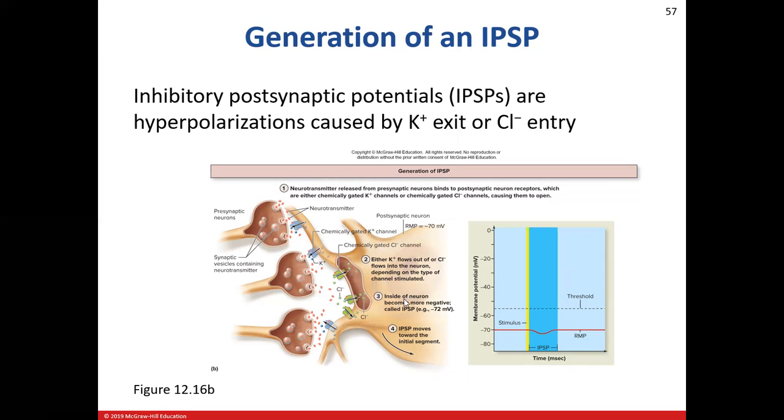So the inside of the neuron becomes more negative, called an IPSP. You'll see a 2 millivolt change in this case. And then it does the same: the IPSP moves toward the initial segment. Here you'll see it in graphical representation. We have our stimulus. Here you'll see the hyperpolarization, or the cell becoming more negative. And then over distance, it diminishes and returns back to its resting membrane potential.